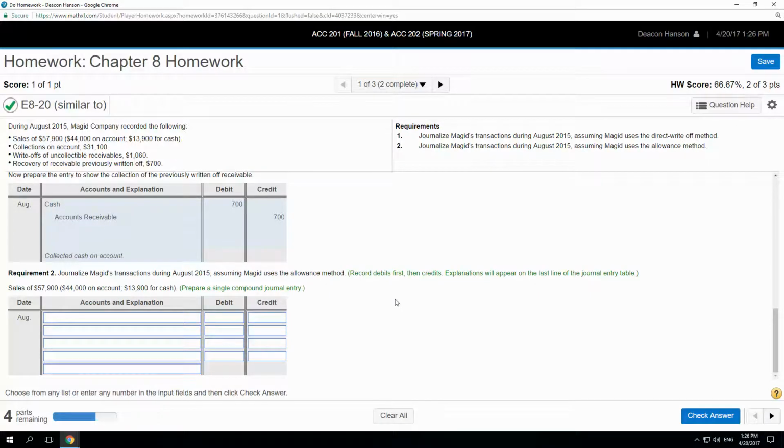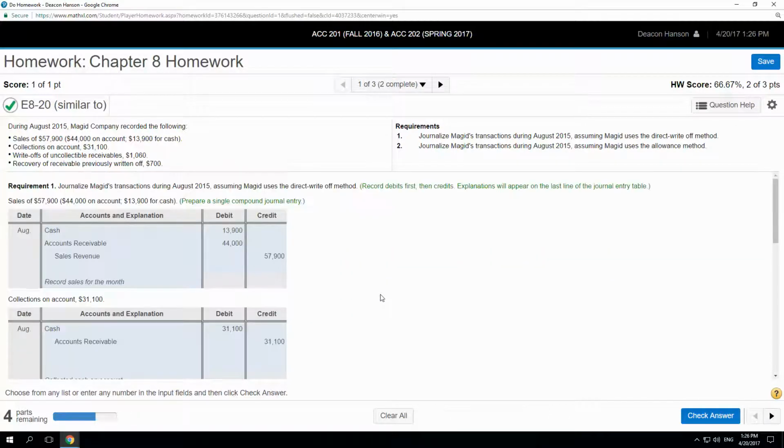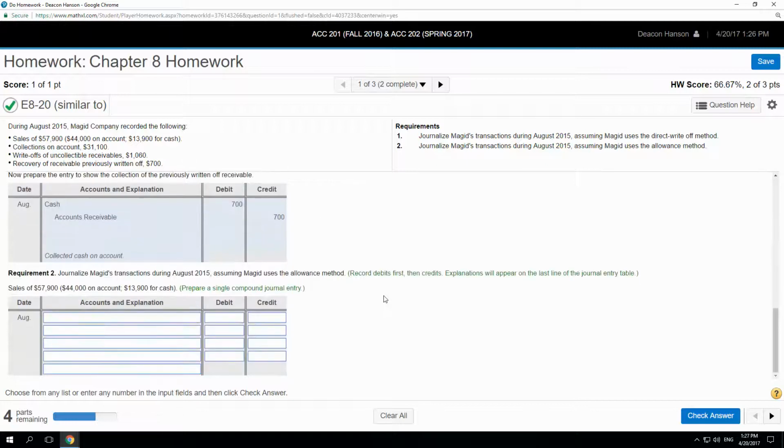All right. So that's the direct write-off method. It's not generally accepted accounting principles. But it can be allowable in certain situations. Now we're going to do this under the allowance method. Well, to tell you about the allowance method, it's going to be the same for a lot of the transactions. I'll show you where it's different though. So the first transaction will be the same.